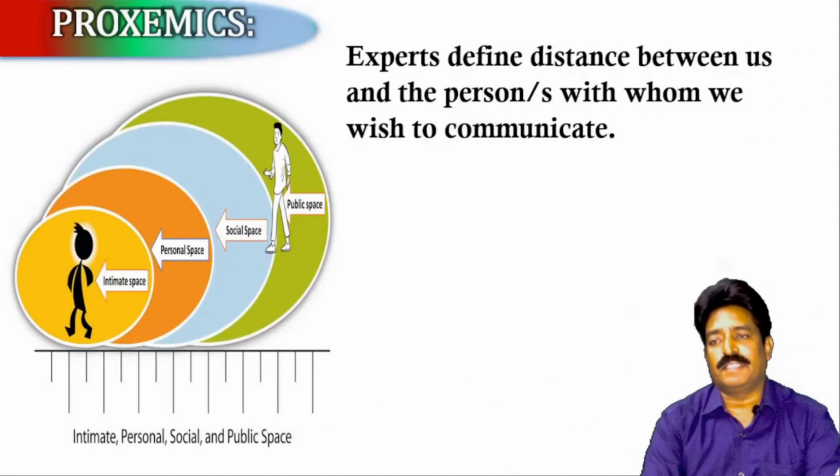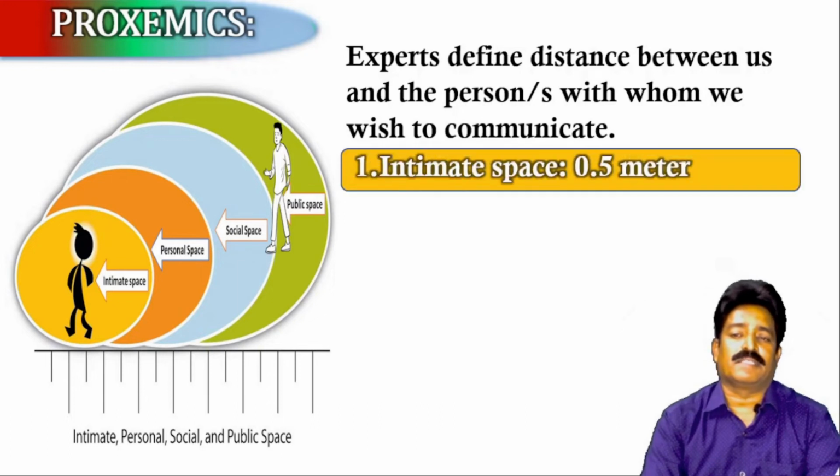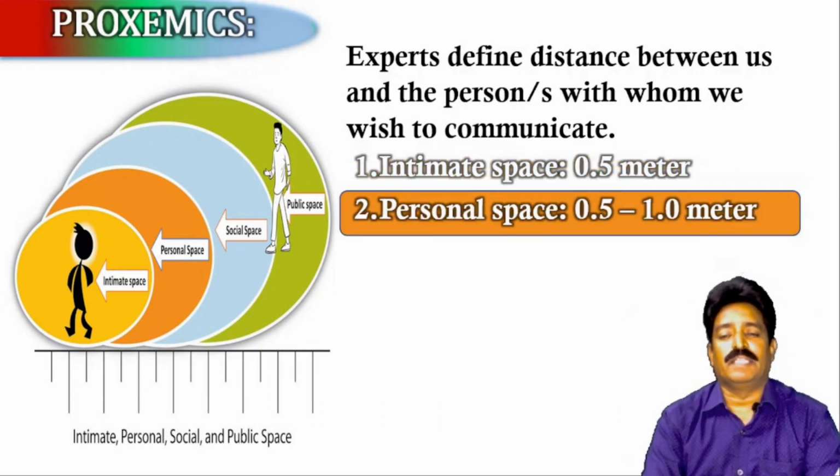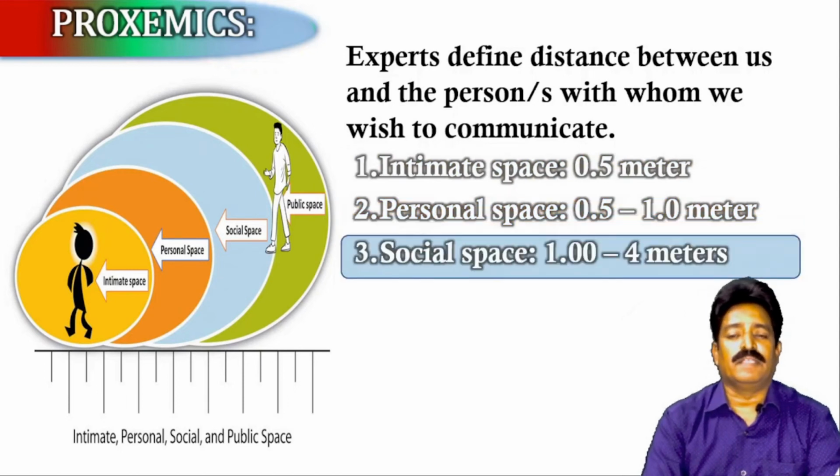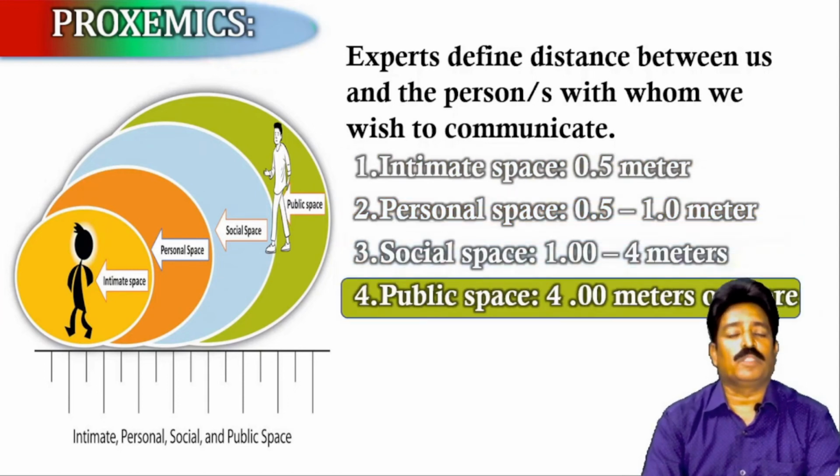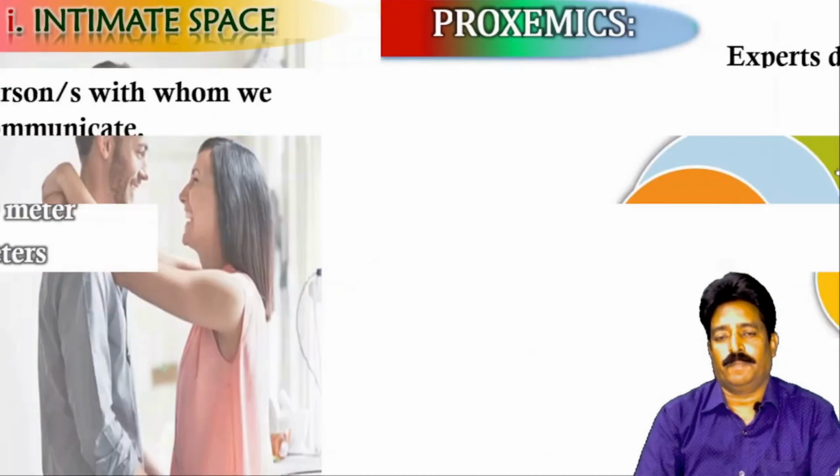Experts define the distance between the persons with whom we wish to communicate and us. The first one is called intimate space. The second one is personal space. The third one is social space. The fourth one is public space.